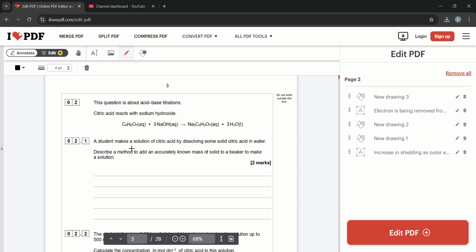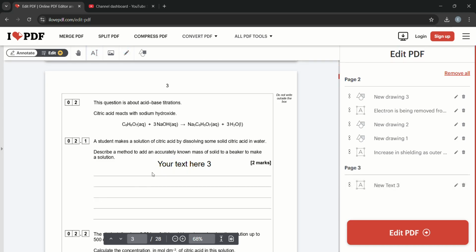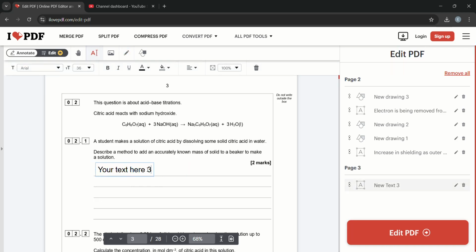Question 2, this question is about acid-base titrations. Citric acid reacts with sodium hydroxide. There's the equation. The student makes a solution of citric acid by dissolving some solid citric acid in water. Describe a method to add an accurately known mass of solid to a beaker to make a solution.